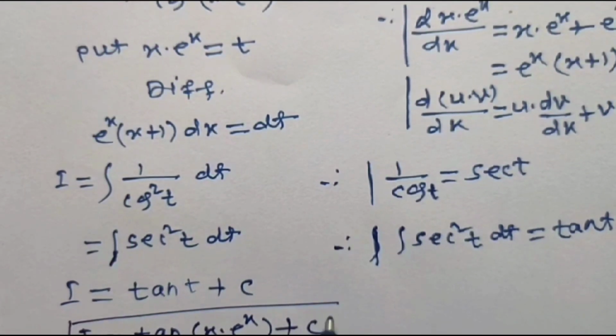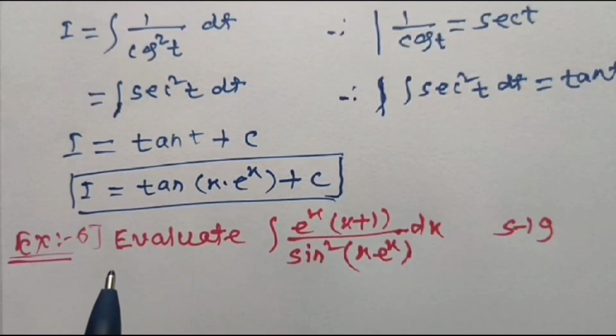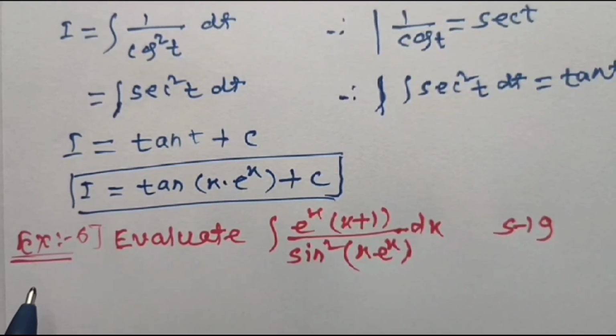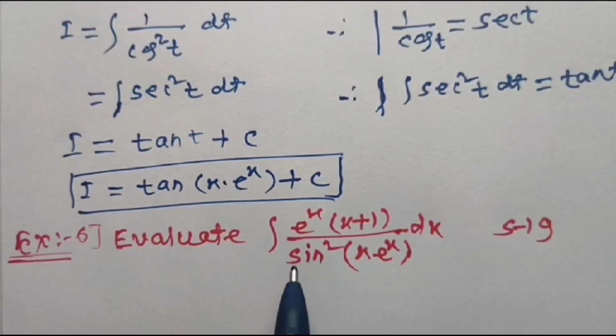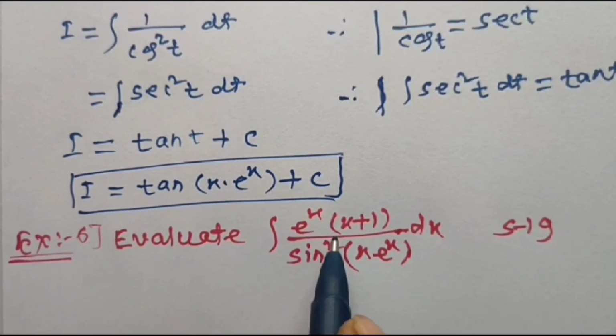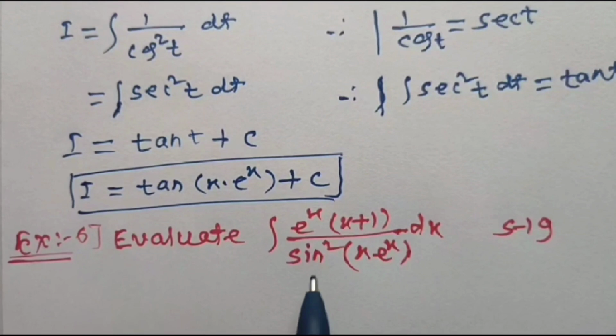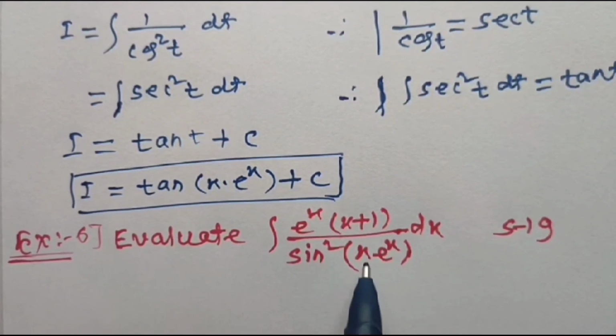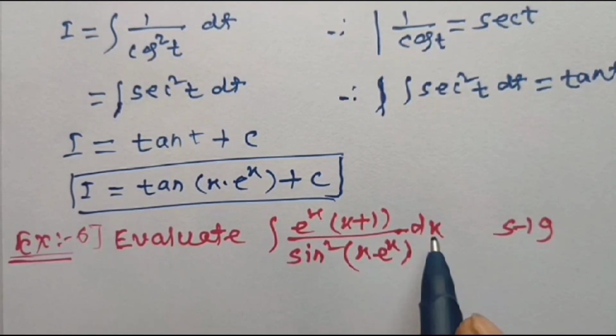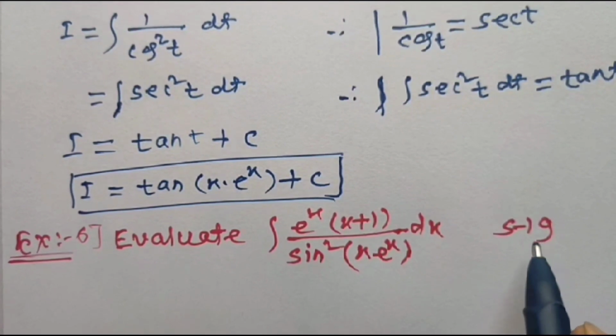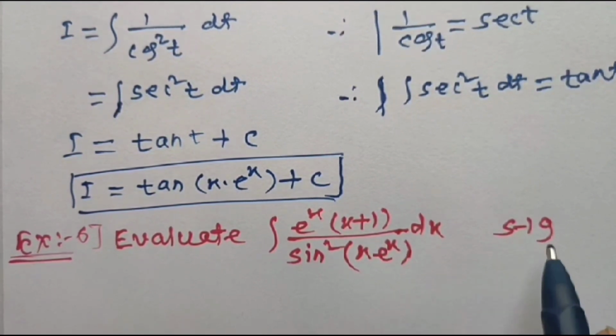And this is the solution. Similar to the previous sum, let us solve example number 6. Evaluate integral of e to the power x into bracket x plus 1 divided by sine square of x into e to the power x, integral with respect to x, and this sum appeared in summer 19 for 4 marks.